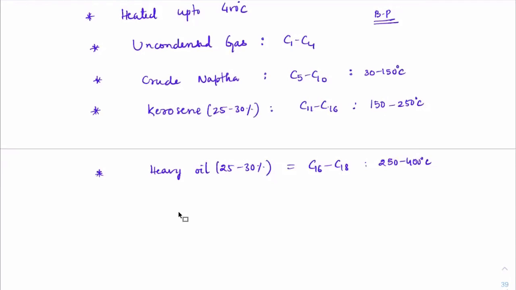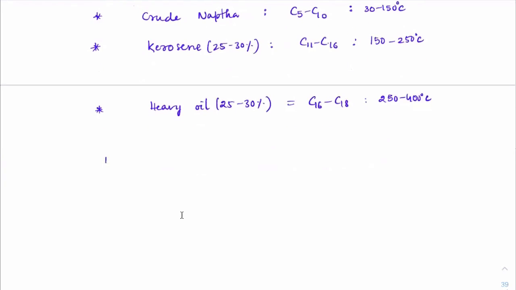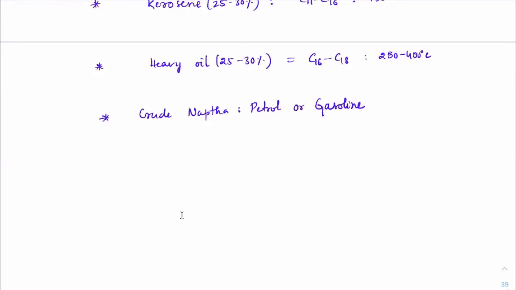Now, if you see petroleum ether, when we check crude naphtha, it would have petrol or gasoline or any form of benzene derivatives. Most important out of crude naphtha, the important item which you will get is petrol or gasoline. The range of petrol or gasoline here is around 30 to 70 degrees. This is the boiling range.